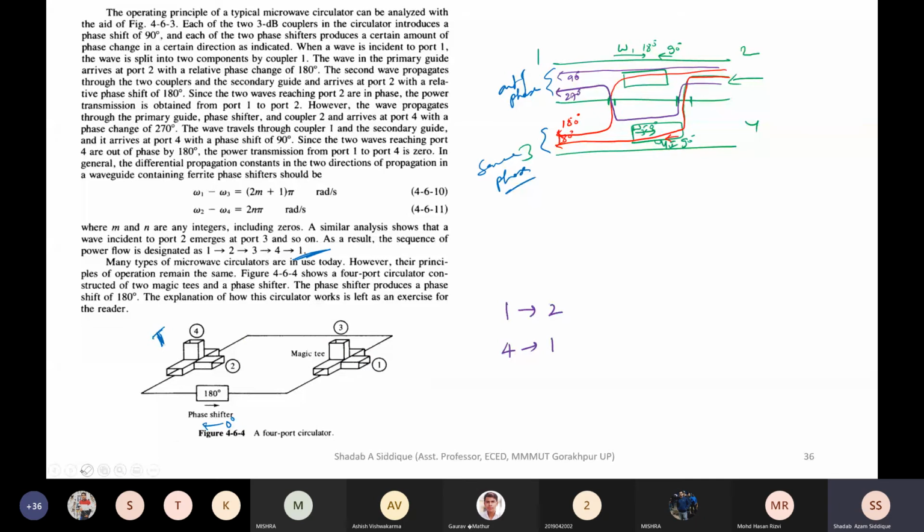So I'll take input from port 2. Then what will happen? Port 2 should reach port 3, right? So if we apply input from port 2, it should reach port 3.